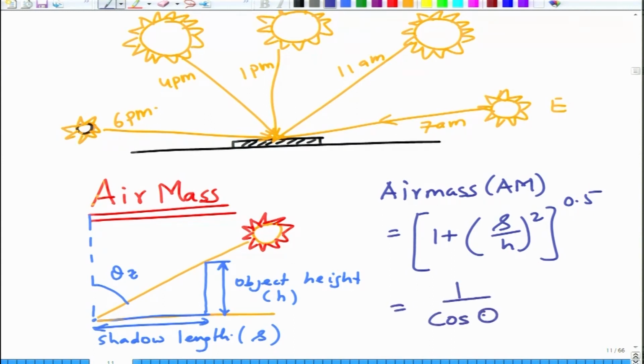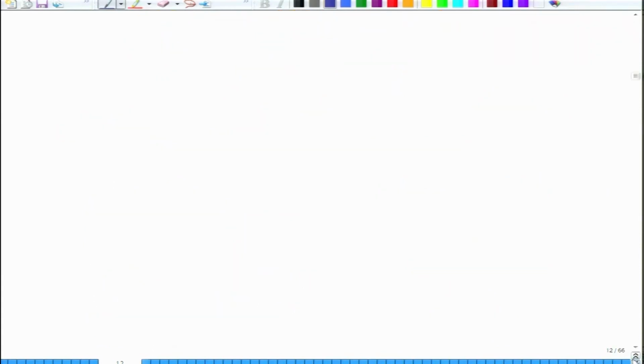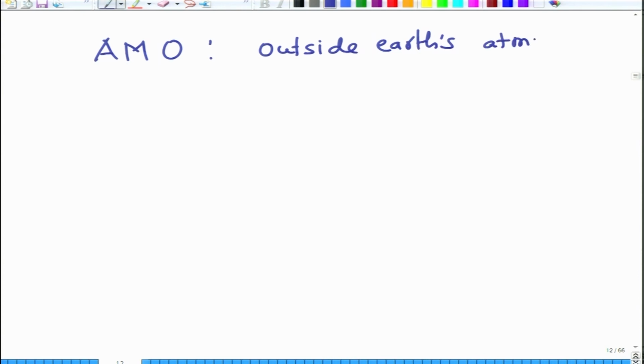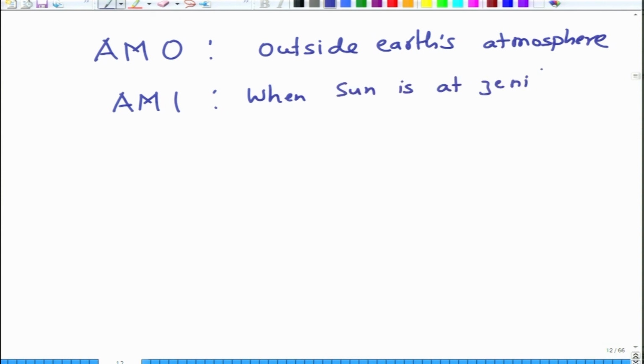and this is equal to 1 over cos theta z. If it was at zenith, this would be theta z. So the way we define this air mass index now is, what would AM0 mean? It means outside Earth's atmosphere. What would AM1 mean? AM1 would mean when the sun is at zenith.